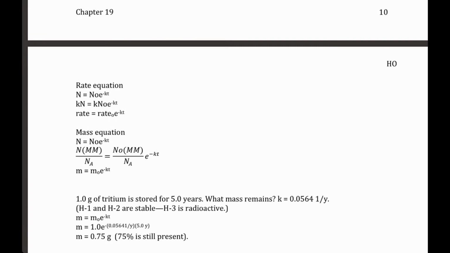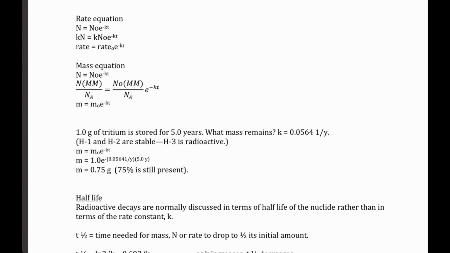How we get the rate equation from the N equation. So we start with N equals N naught e to the minus kt. That equation is telling us how much N, how many nuclei are present as a function of time. Remember, N is the number of nuclei at time t, and N naught is the original number of nuclei.